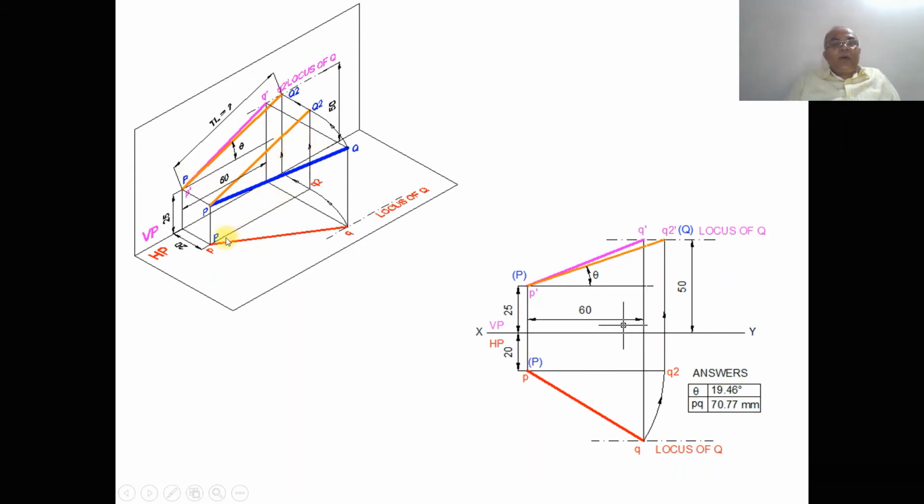So this is how it happens. We are rotating and making it parallel. That is the line which we have shown here, which is going to be parallel to VP. So you are getting the true length in the vertical plane. This is how we will be able to analyze this problem in 3D and also stepwise.